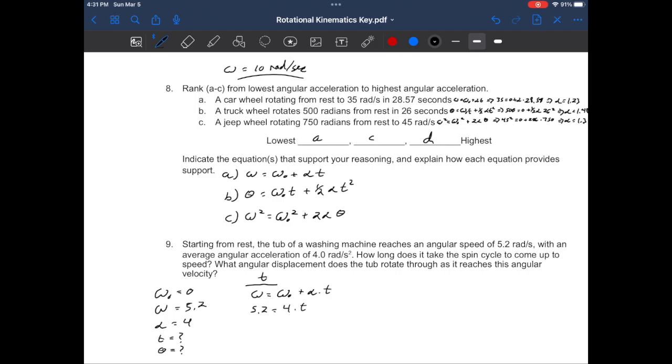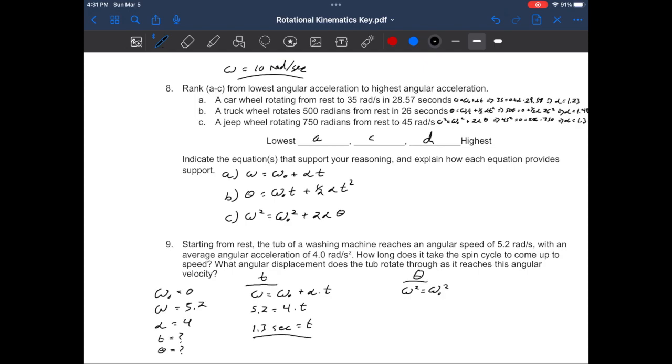5.2 is equal to 4t because omega naught is 0. So 5.2 divided by 4 is 1.3 seconds for my time. As I'm doing theta, I could utilize my time, but what if I made a mistake? If I don't have to use time, let's avoid using time. So I'm going to use an equation that doesn't have time.